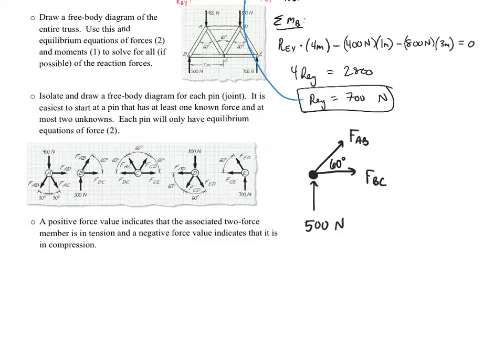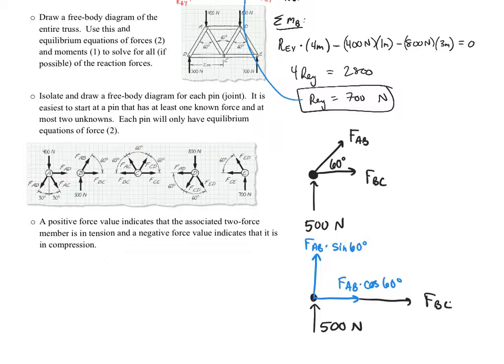Think back to vectors from last year, right? As a result, I have to split FAB into its components. I'm going to do it the same way I did last year in physics. I'm going to start by drawing a vertical component and a horizontal component of FAB. This is FAB times the sine of 60. This is FAB times the cosine of 60. We then have FBC also acting, and we also have 500 newtons as our reaction force pushing up.